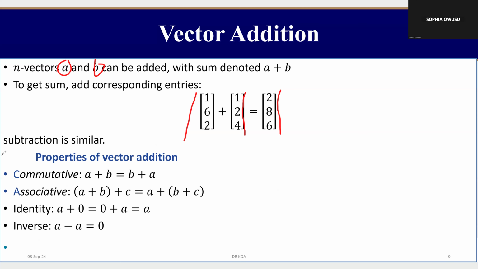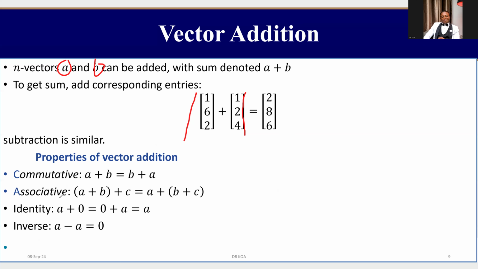Let's look at the properties of vectors. Commutative property and associative property are very common. Associative property is more about three or more vectors. Looking at A plus B plus C, A plus B bracketed plus C is the same as A plus B plus C bracketed. That's associative. Commutative is simple because you're swapping their position: A plus B equals B plus A.